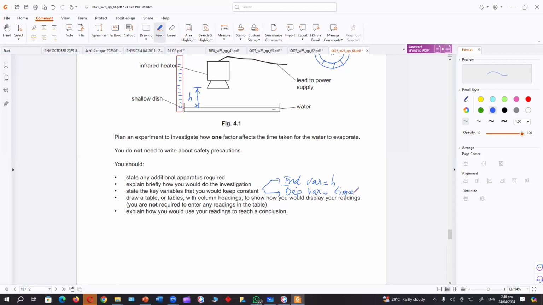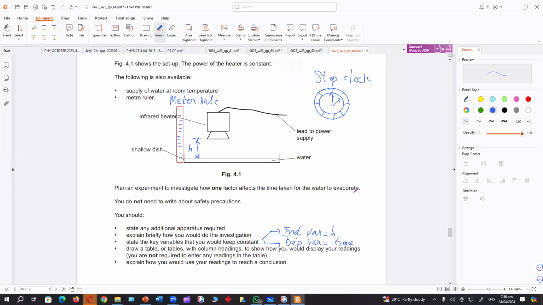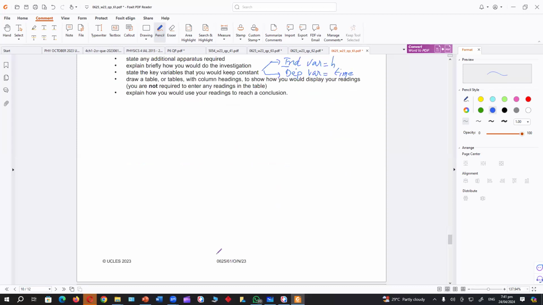Any additional apparatus? I'm taking a stop clock. So I will repeat the trial from different heights. Every time I will run the apparatus, switch on the heater, switch on the stop clock, and record the time in which all of the water disappears. Then I will plot a graph of height on the x-axis and time on the y-axis.